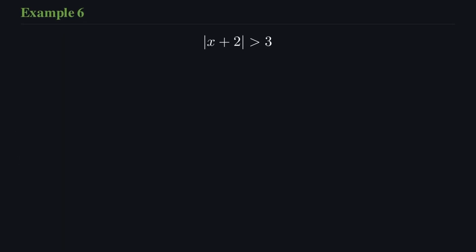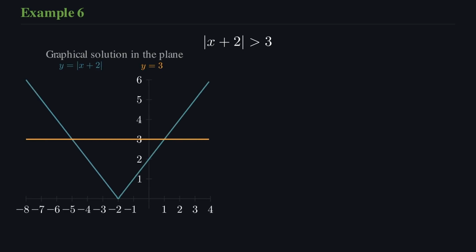Example 6. Solve absolute value of x plus 2 is greater than 3. Graphically, we again work in the plane. We draw y equals absolute value of x plus 2 and the horizontal line y equals 3. This time the inequality is greater than. So instead of the middle part, we want the parts of the v graph that lie above the line. Looking at the graph, the two intersection points are at x equals negative 5 and x equals 1.